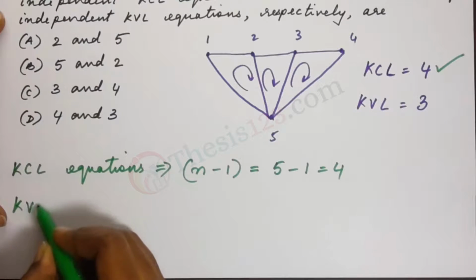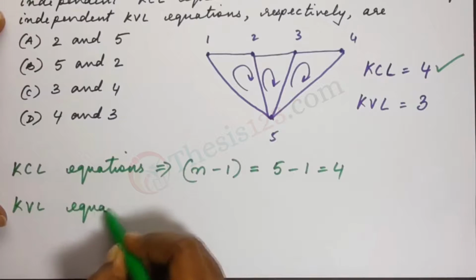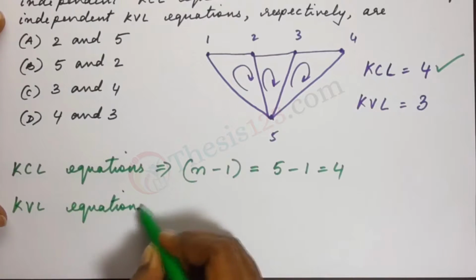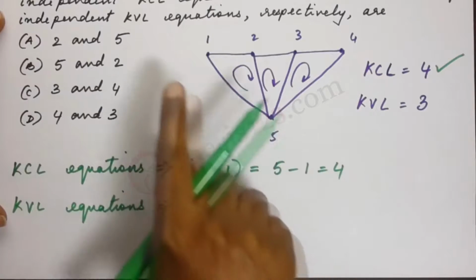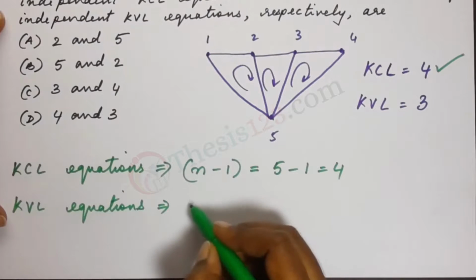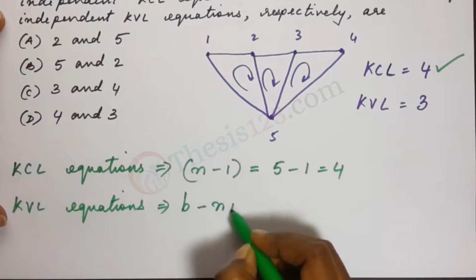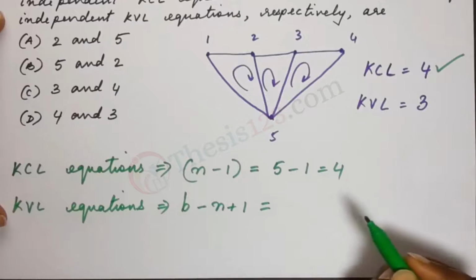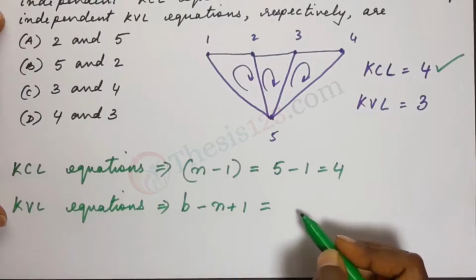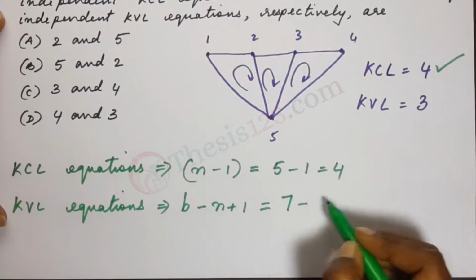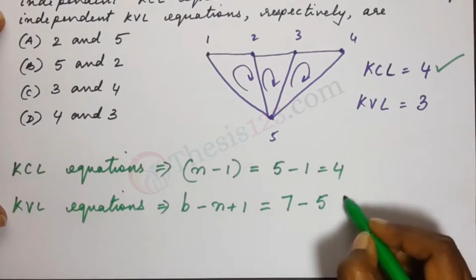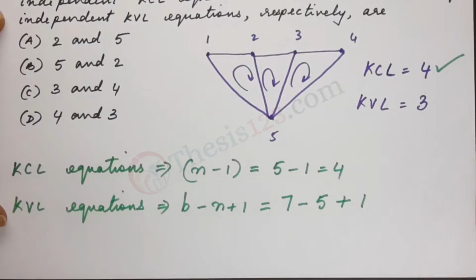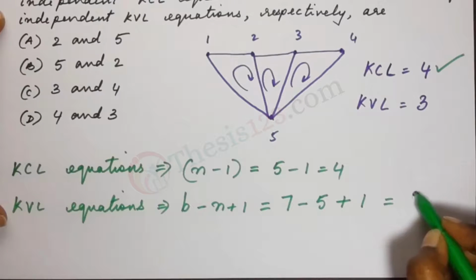And then comes KVL equations. Kirchhoff's voltage law corresponds to the number of loops in the graph. So based on what's given to us, the formula is B minus n plus 1. B minus n plus 1 is the number of loops. So the branches are 7 minus the number of nodes 5 plus 1. That gives us 3.